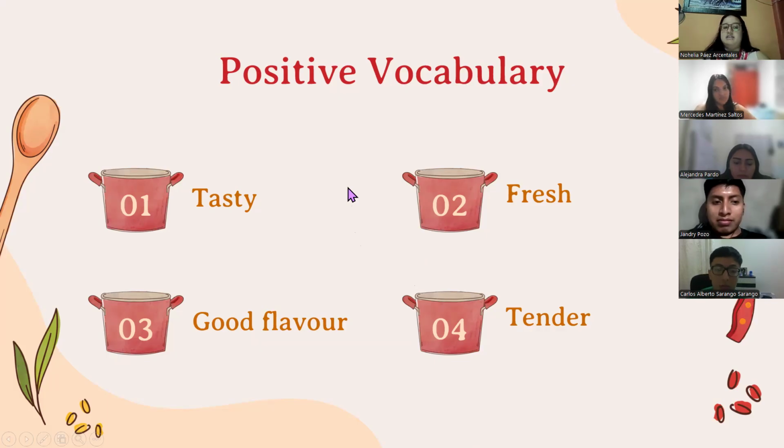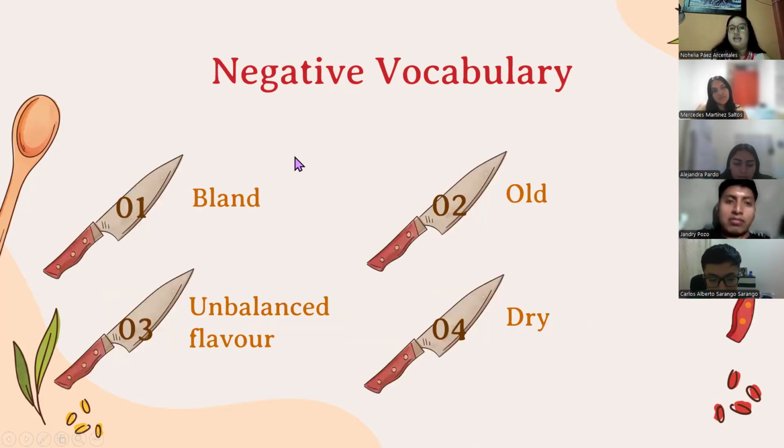So, as the other side of the coin, we have the negative vocabulary. First, we have bland. That means it has zero flavor. Old, something that is not fresh, something that has been sitting in the fridge for weeks. Unbalanced flavor. It's something where maybe the sourness and the sweetness don't go well together. And finally, dry. That's more typically used about meat. When the meat is dry, the chicken, for example, the chicken breast, sometimes it can be very dry.